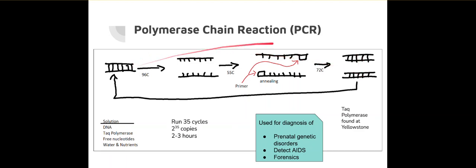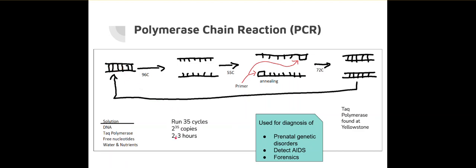So you've gone from one strand of DNA to two, and then they repeat this process over and over again. So in solution, you have the DNA you're interested in, this Taq polymerase, and free nucleotides so that they're available to bond in here and form these strands. And then you'll have water and some nutrients as well. And they'll run this perhaps 35 different cycles. And so when you do that, you will get 2 to the 35th copies of this original DNA strand.